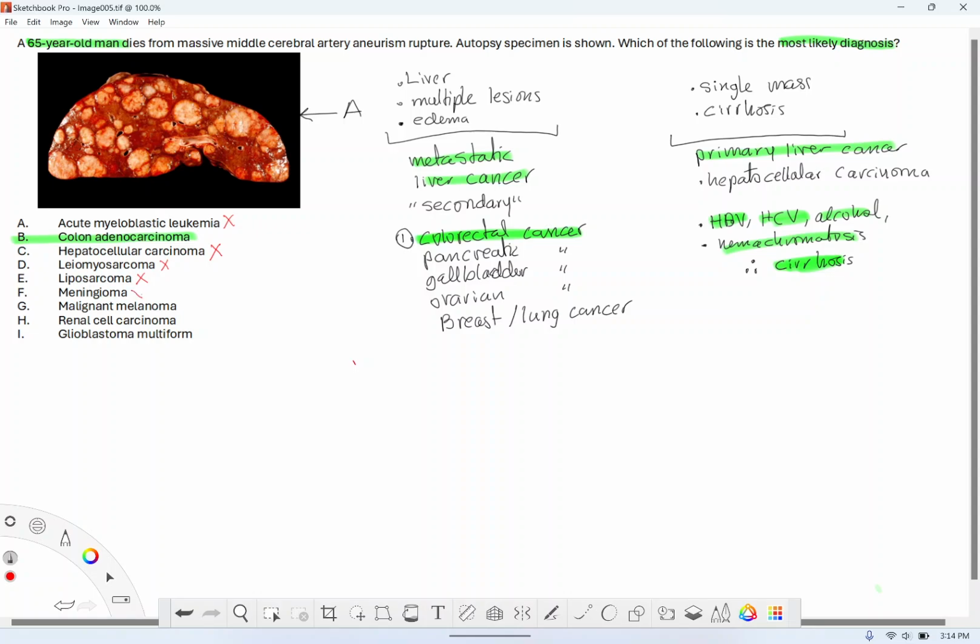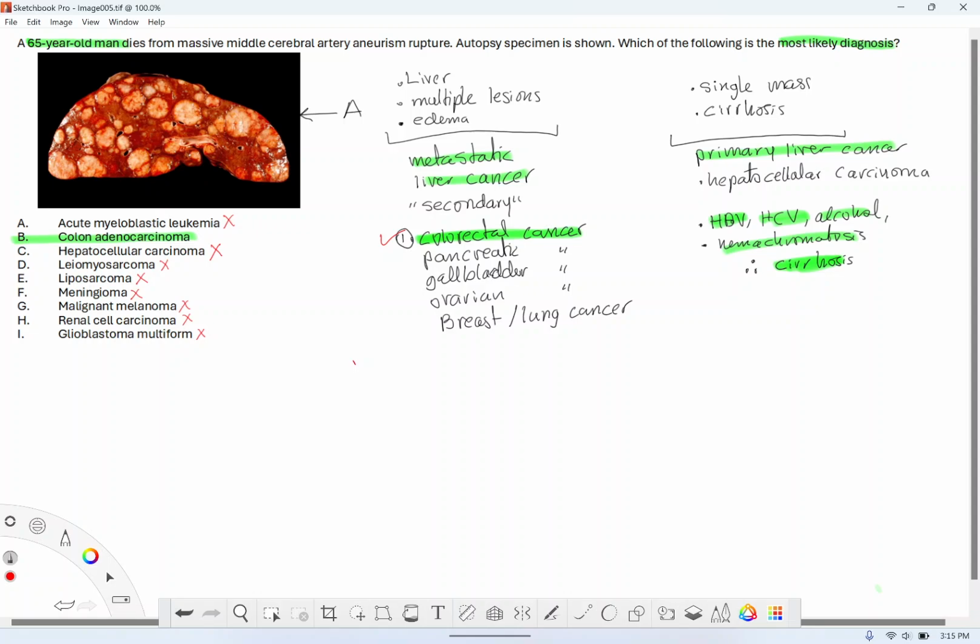Meningioma is within the brain. It's benign, so it doesn't even travel. It's not metastatic. Malignant melanoma, yes, it could, but not as much as colon adenocarcinoma. Renal cell carcinoma, yes, it could travel, but again, not as much as colon adenocarcinoma. Glioblastoma multiforme is within the brain, so it's unlikely, not as much as colon adenocarcinoma. So the best choice would be B, colon adenocarcinoma. We had in our explanation here that it is the most likely. The person's age is a good guide as well.